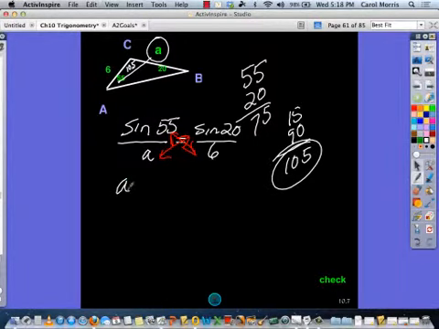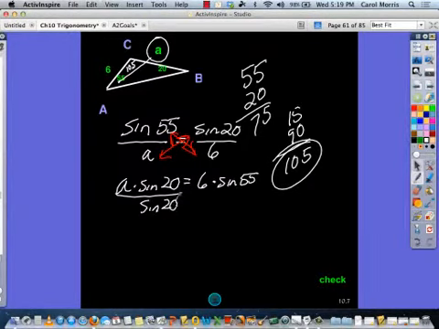So ready? A times the sine of 20 has to be equal to 6 times the sine of 55. Oh, okay. You're saying, well, those aren't nice angles. I can't do them in my head. But you can come back over here and say, well, wait a minute. A is my unknown. A is what I'm solving for.